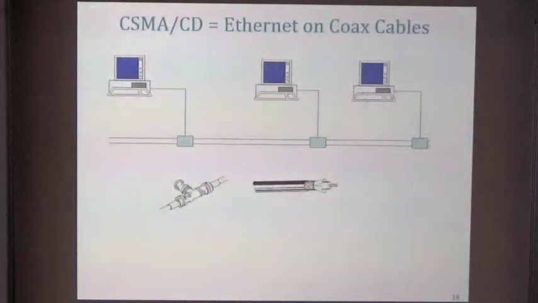There are versions of that on twisted pairs. In that case, it's even easier to connect. You would simply remove the plastic around the pair and connect in the middle with a T connector. That is Ethernet, and this is where Ethernet comes from. But admittedly, if we use Ethernet today, we probably don't see those things.